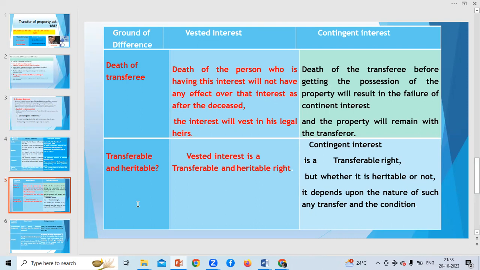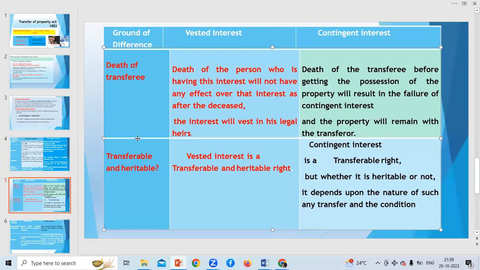So it is not contingent, it is contingent. Please correct it. And the property will remain with the transferor. जो भी ट्रांसफरर है उसके पास ही रहेगी.